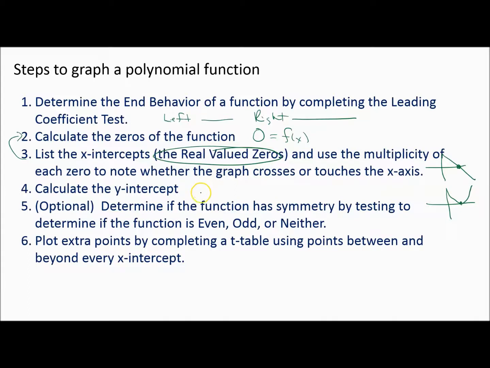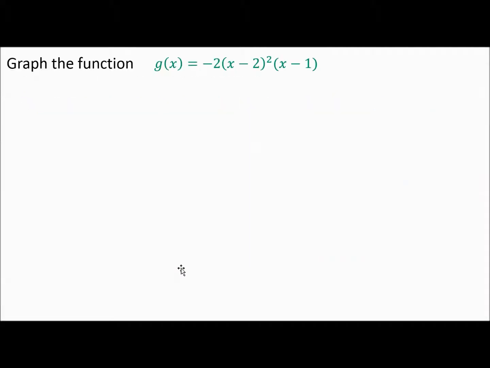Calculate the y-intercept. That's when you let x equal 0 in your function. And then you can determine symmetry if you choose to. It's not required because sometimes a function doesn't have any symmetry. You can plot extra points, and this is terribly important, by picking points between and beyond every x-intercept. So we will follow all of these steps, except maybe not symmetry, to do this problem.